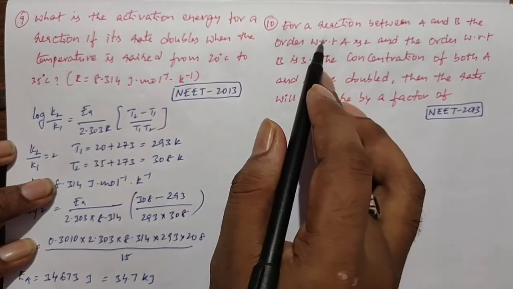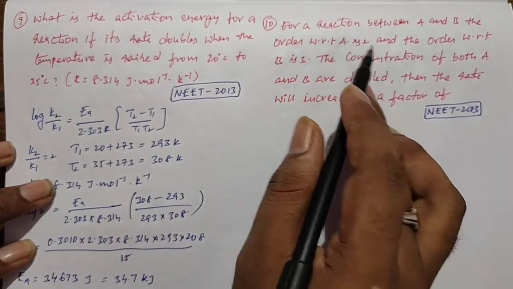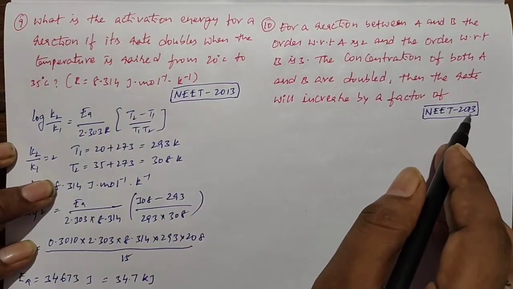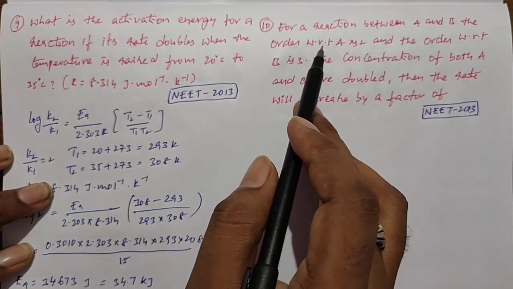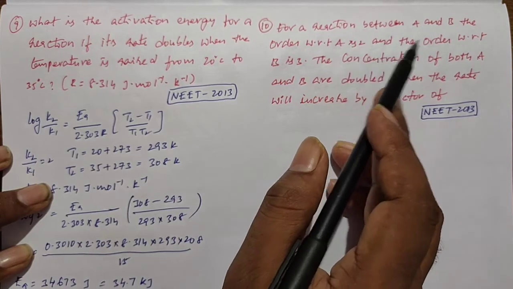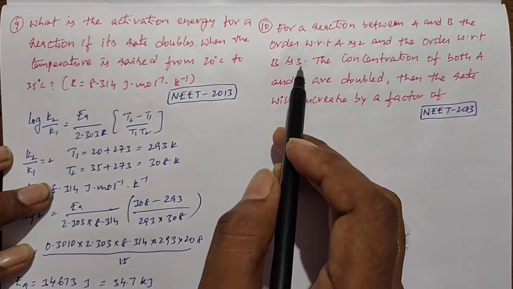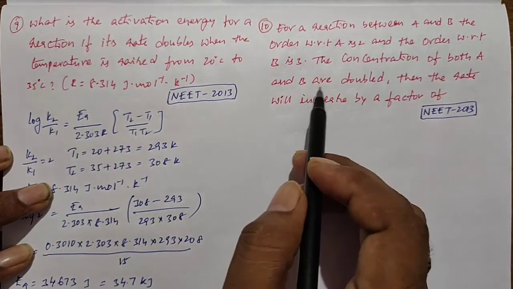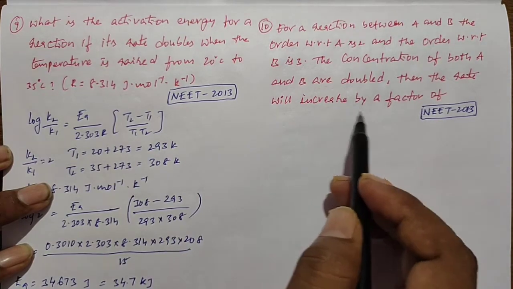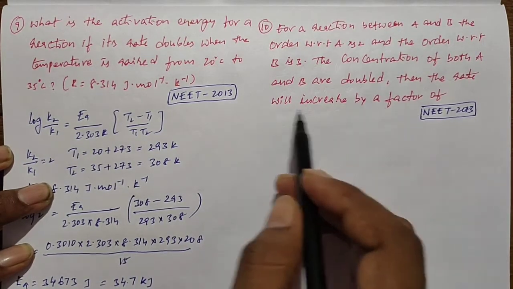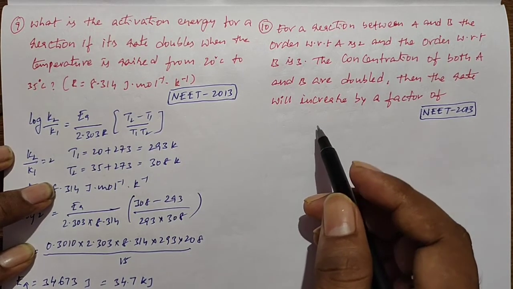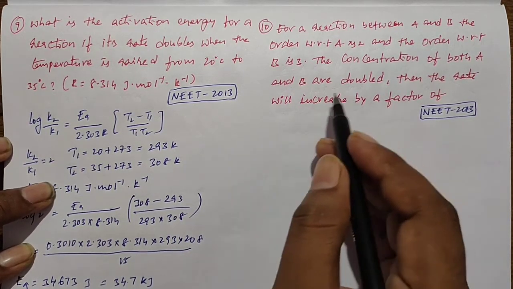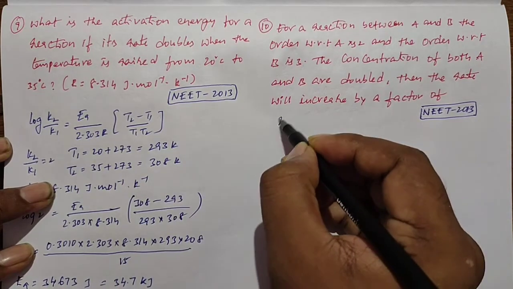So see this problem, this is the next problem. This problem is given in the NEET 2013 paper. For a reaction between A and B, the order of reaction with respect to A is 2 and the order of reaction with respect to B is 3. If the concentrations of both A and B are doubled, then the rate will be increased by a factor of. They are asking about the rate of reaction after changing the concentrations of A and B. Based on this information, first we need to take the rate of reaction.